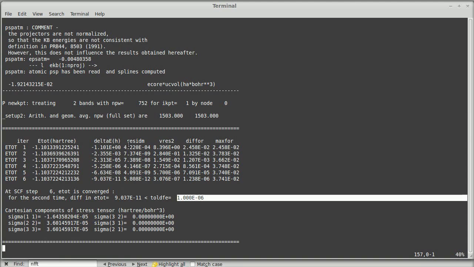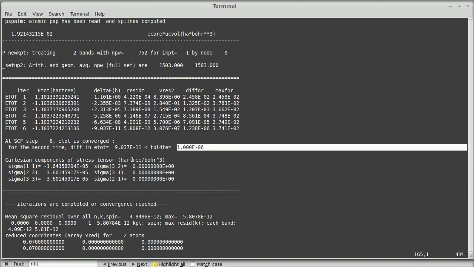You have the residual. You have all other very important. This is the residue on the potential, difference on the maximum force, and you can see all those variables in the input variables. Then you have the Cartesian component of the stress tensor in Hartree per Bohr, which means the force that will act upon the atoms. So you can see it's quite substantial, because the atoms are not in their equilibrium position. We force them to be at those positions.